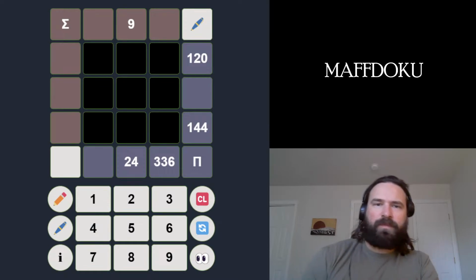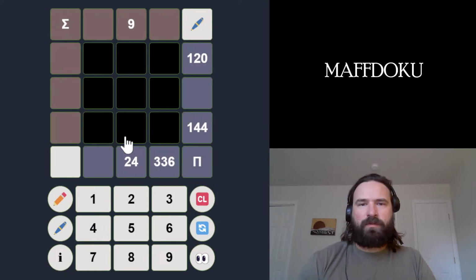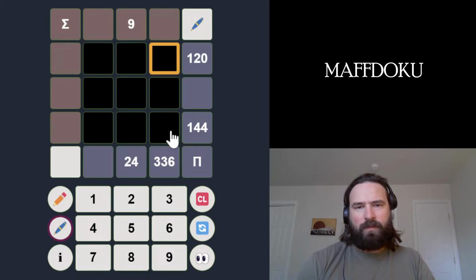Let's smash a Mapdoku. Mapdoku is a little Sudoku puzzle. We're going to put the numbers 1 through 9 in these black boxes. Purple hints are products. Brown hints are sums. So these three numbers have to multiply to 336, which I'm sure is pretty forcing. It's a pretty big number.